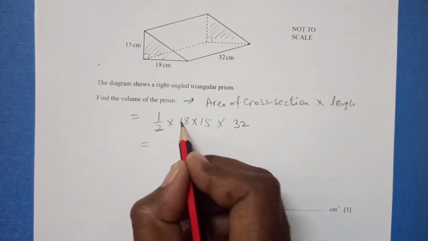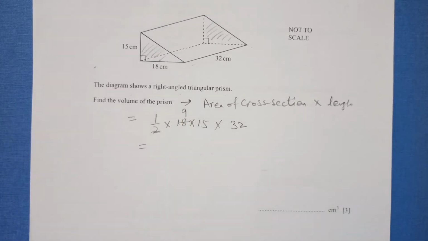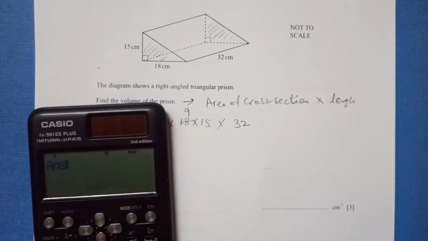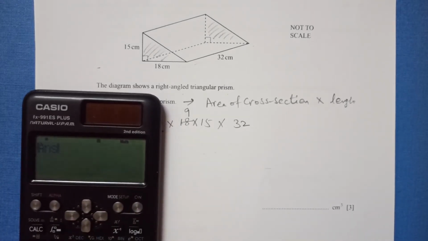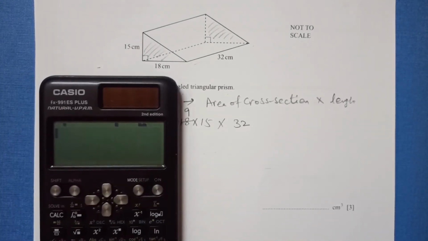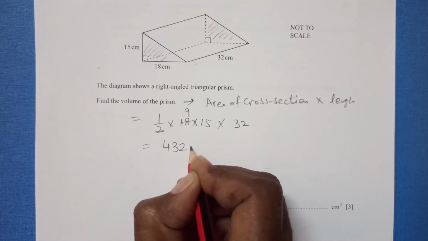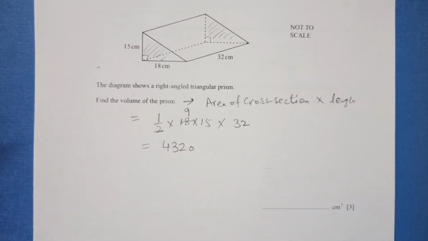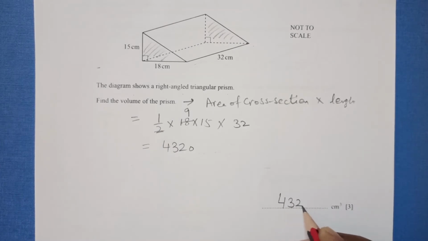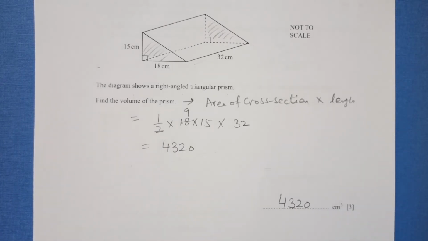Here 2 times 9 is 18. Then we can use the calculator: we have 9 times 15 times 32. So 4320. This is the answer: 4320 centimeter cubed. Right?